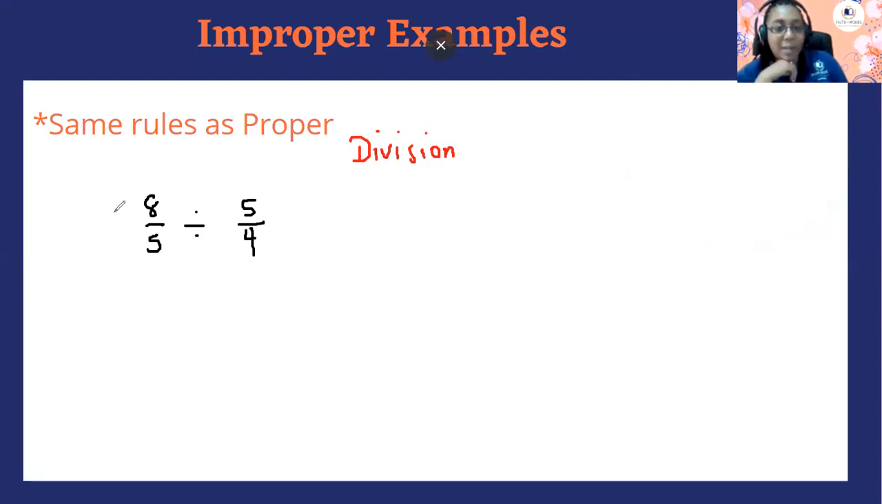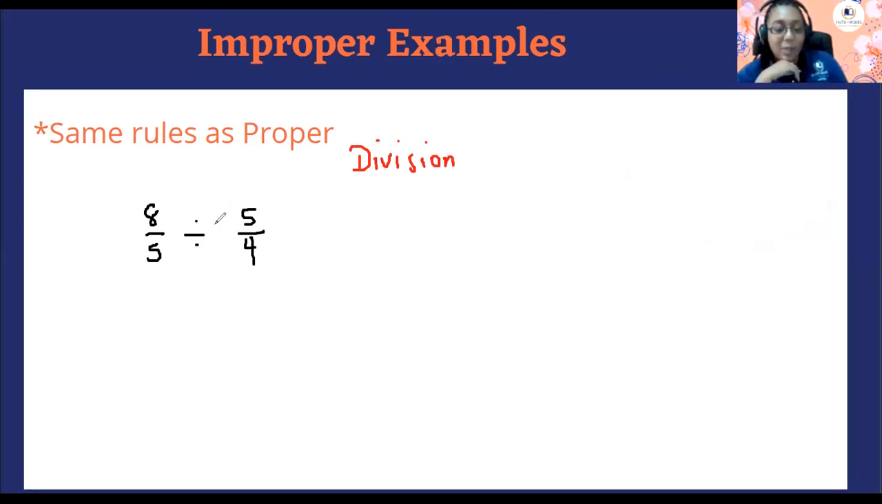Okay, so step one, we have to change the sign. So it's now going to be 8/5 multiplied by 5/4. You change the sign. Then the second step, we have to flip the second fraction. Right, we have to flip the second fraction.